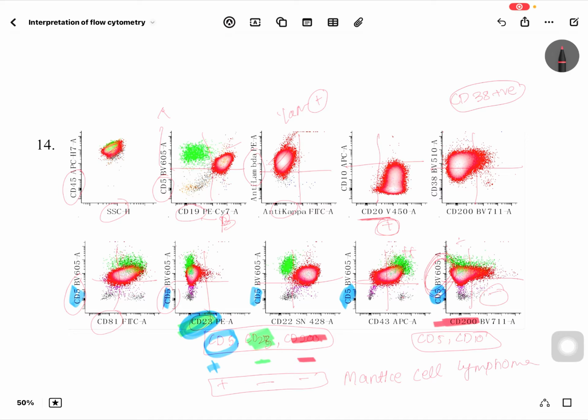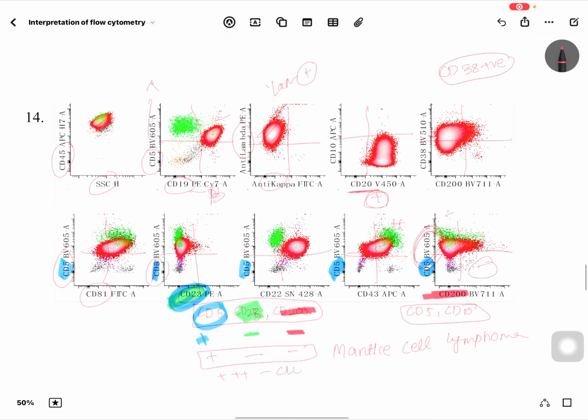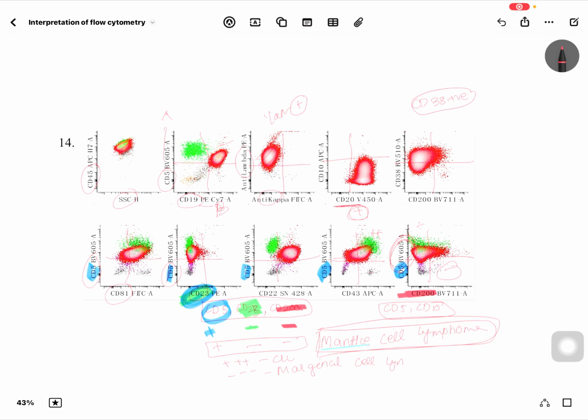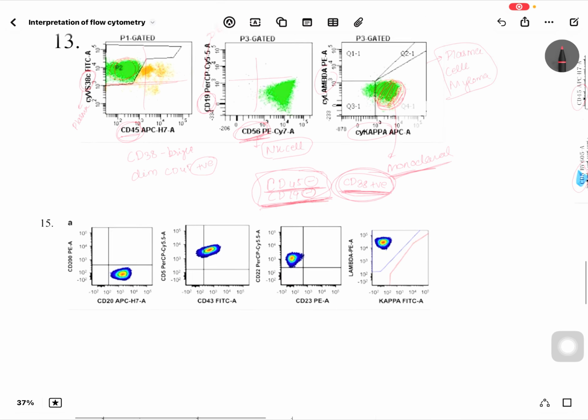If everything is positive, it becomes CLL. If CD5 is positive and the rest are negative, it is mantle cell. If everything is negative, it becomes marginal cell lymphoma. But the answer for this is mantle cell lymphoma. Understood? Okay, moving on to the next example, that is this.